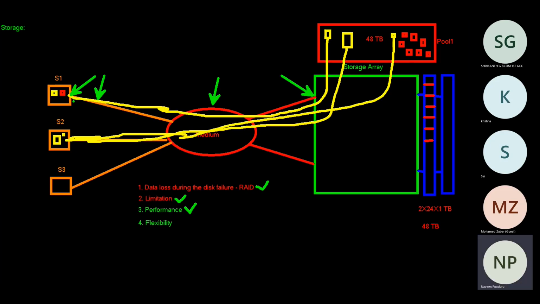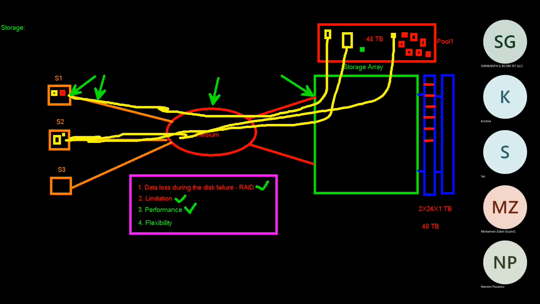Flexibility we already discussed. We don't need to create a logical partition with a standard size. If I need only 5 GB, I just create a logical partition of 5 GB from this pool and assign it to the server, right? So the flexibility issue is also resolved. With this storage, we have resolved the issues we had earlier. That is the reason people started using storage.